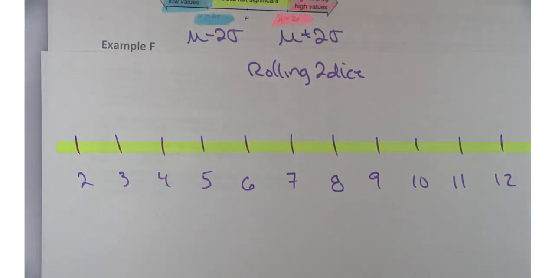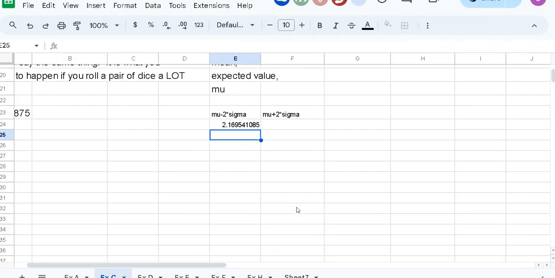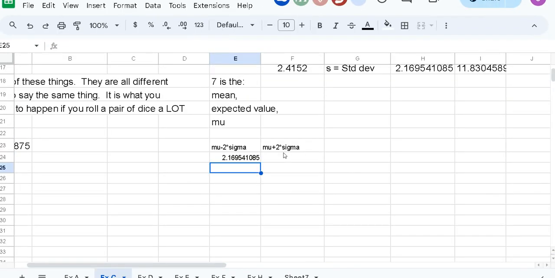Let's take a look at what you got when we did your mu minus and mu plus 2 sigma. So let me zoom out a little bit here to get myself back in orientation. So I want equals 7 plus 2 times the standard deviation, which is F17, and I get these numbers, 2.17 and 11.83.